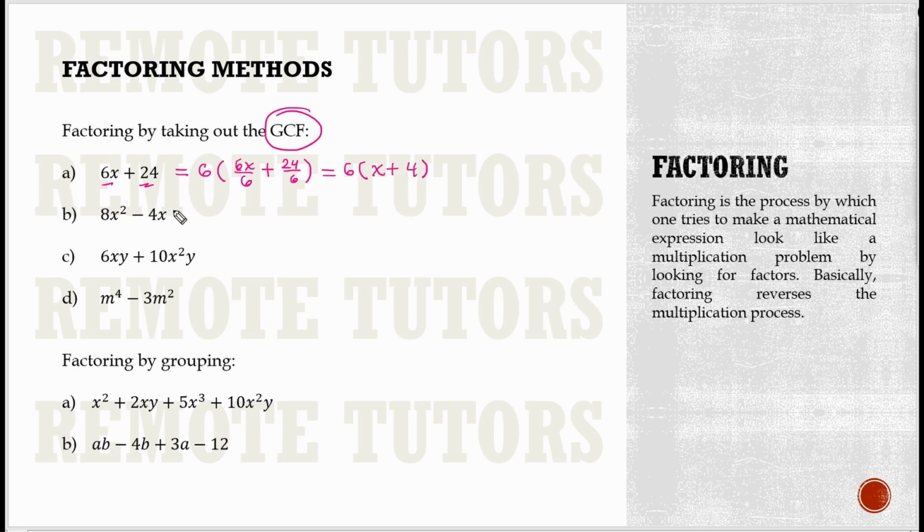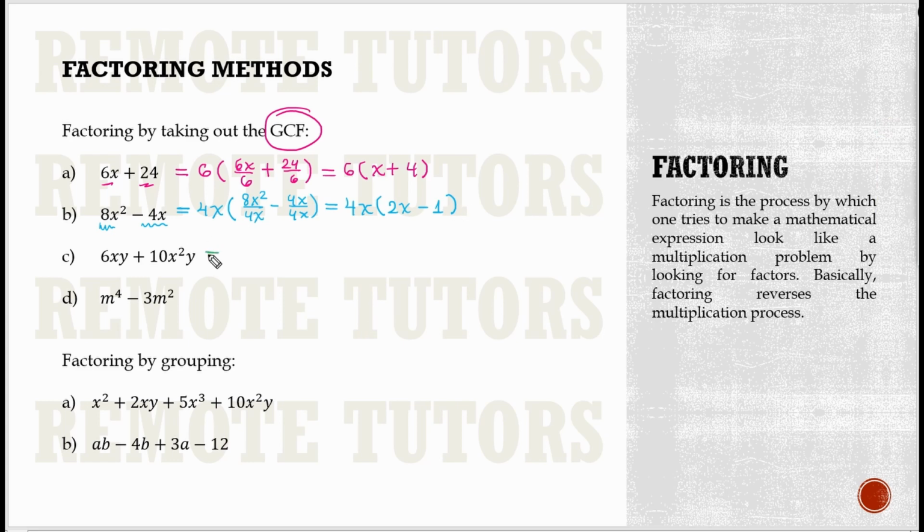And the next one is pretty much the same. We find the greatest common factor of 8x squared and 4x. That gives 4x. And then open brackets, 8x squared divided by 4x minus 4x divided by 4x. So that gives 4x times 2x minus 1.